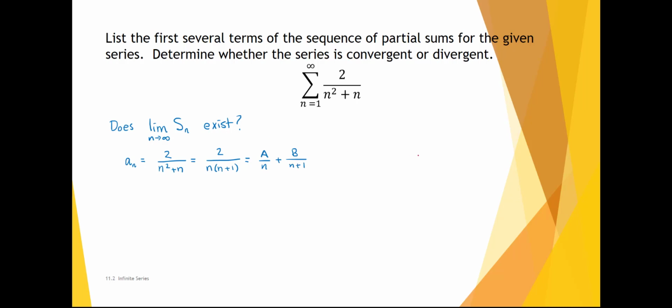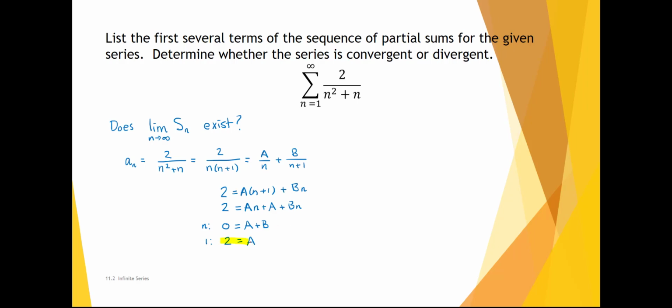And then I'm going to take this equation and solve for the coefficients a and b. Multiplying both sides by the common denominator gives us 2 equals a times (n plus 1) plus b times n. Distributing the a gives us 2 equals a plus bn. Equating coefficients, if we look at coefficients on n, we have 0 on the left side and a plus b on the right side.